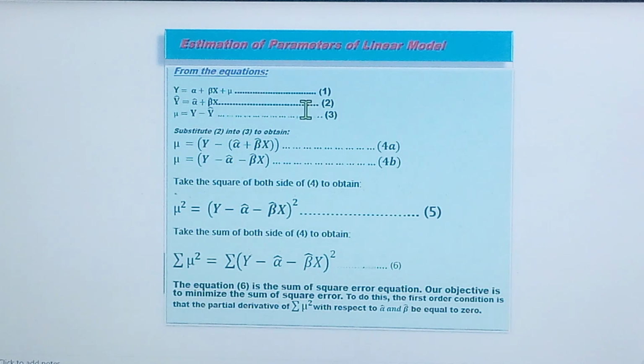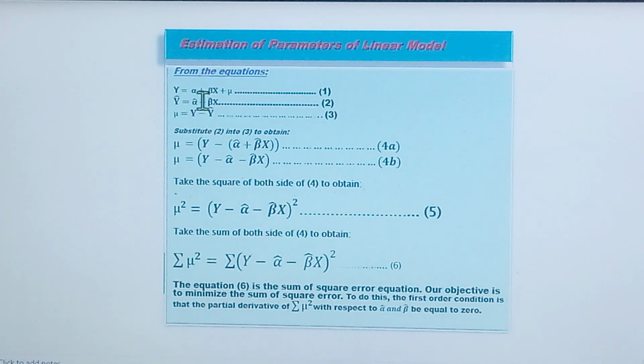Okay, now equation 1 is different from equation 2. Equation 1 is an unestimated model. That is why it has the error term. Then equation 2 is an estimated model. That is why you can see that the model is carrying a cap. We have y cap equals alpha cap plus beta cap x.